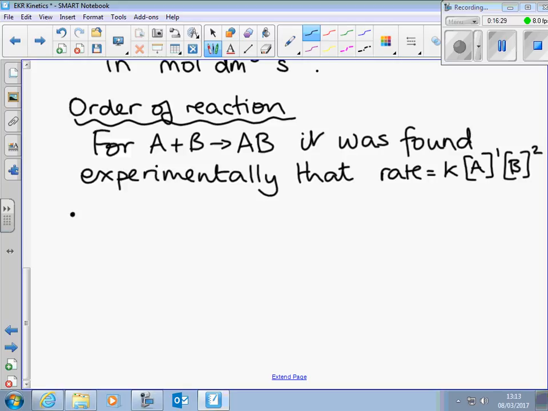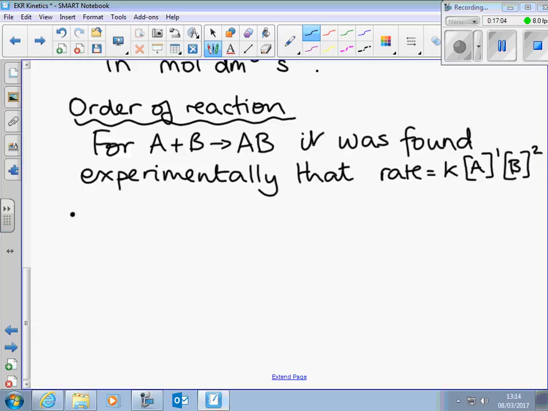If, when you keep B constant, you double the concentration of A, the rate doubles. If you quadruple the concentration of A, the rate quadruples. If you multiply the concentration of A by 1,000,000, the rate is multiplied by 1,000,000. Because what the rate is being multiplied by is the concentration to the power 1, isn't it? And it's that 1 that makes it first order.